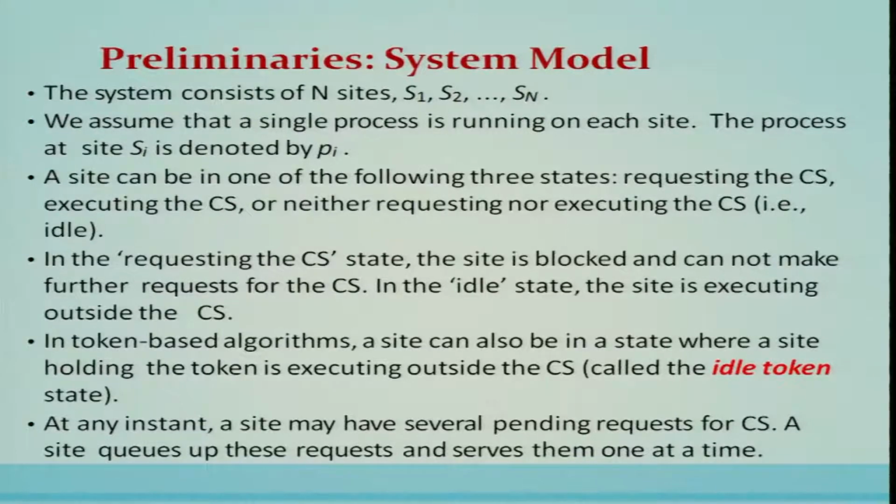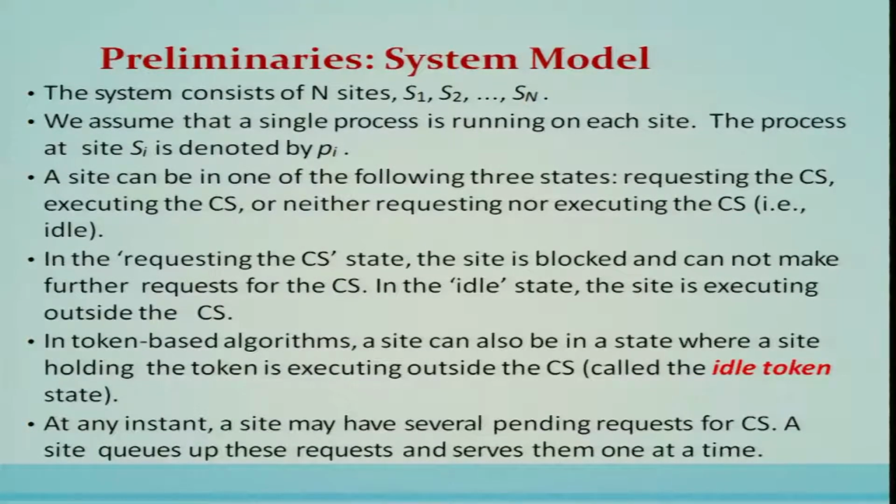Now, preliminaries for the system model. The system consists of n different sites, S1 to Sn. We assume that a single process is running on each site. The process at site i is denoted by Pi. So, instead of saying sites, we will now call it the process running on that particular site. A site can be in one of three states: requesting the critical section, executing the critical section, or neither executing nor requesting the critical section, which is the idle state.